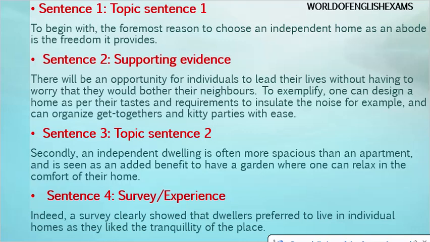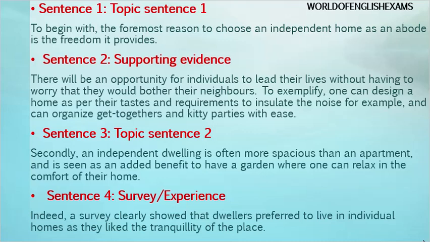It will be more feasible and easy for me to do so, unlike in an apartment complex where I require to take certain permissions so that I don't disturb and bother the neighbors. Okay, so now having understood this, let's see the topic sentence number 2, which is the third sentence. Secondly, which means I am going to state one more advantage. Secondly, an independent dwelling is often more spacious.